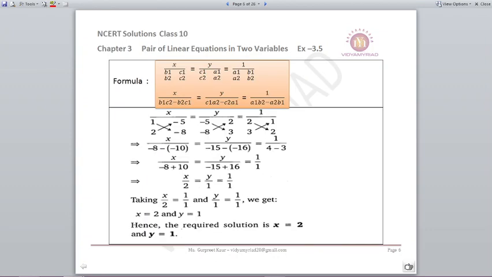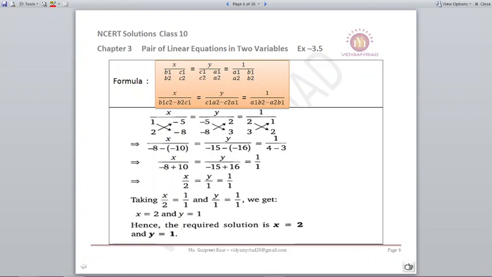So what is the formula for x and y? We know x upon b1 c2 minus b2 c1 is equal to y upon c1 a2 minus c2 a1 is equal to 1 upon a1 b2 minus a2 b1. To remember this, always see that x is related with bc, y is related with ca, and 1 is related with ab. So write it in that format. X upon b values and c values, y upon c values and a values, and 1 upon a values and b values.